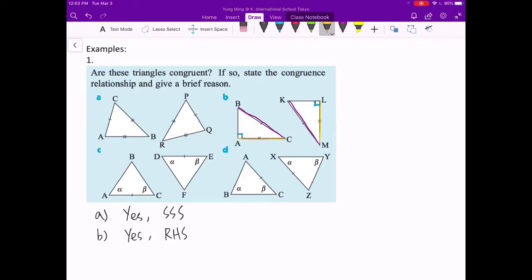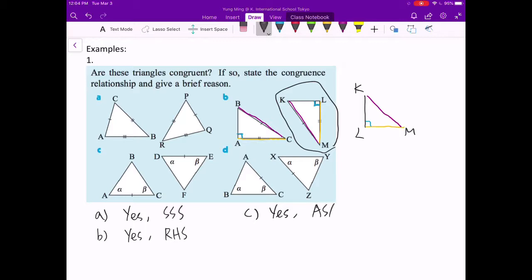Now you probably realize that it's not quite corresponding. It doesn't really look like they correspond to each other. But if you reflect this through a mirror and then rotate it a little bit, you will be able to see this image, which will be exactly the same as ABC. After reflecting and rotating, you will have, for example, the angle L, then M and K. So this is exactly the same size and shape as ABC. So that's a yes, RHS. C is also a yes because we have ASA.